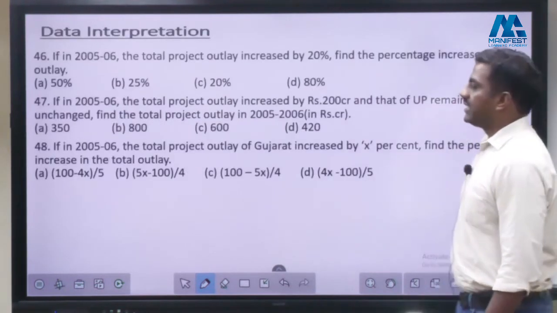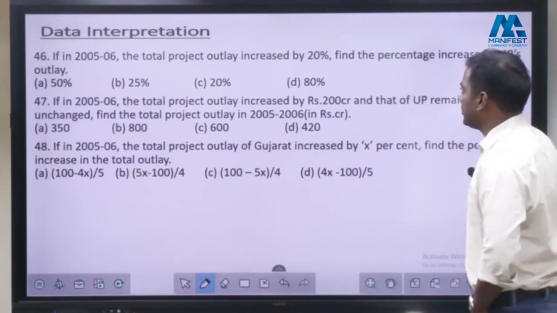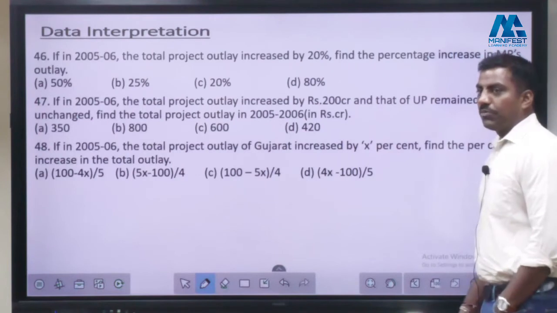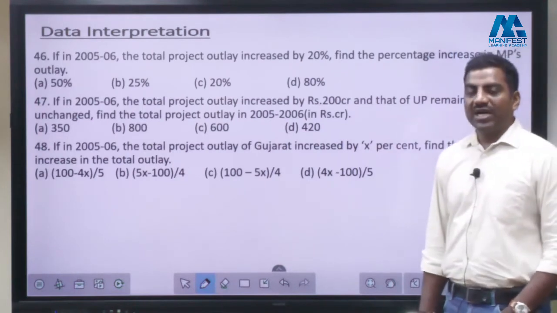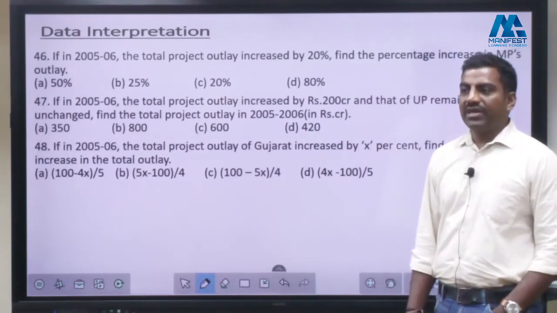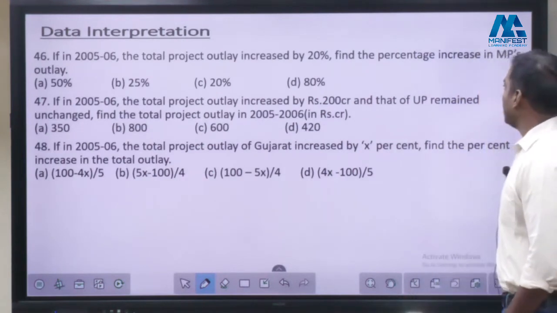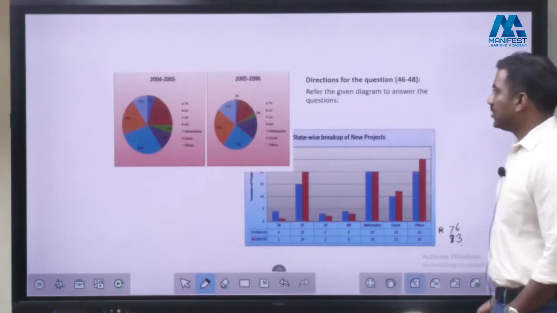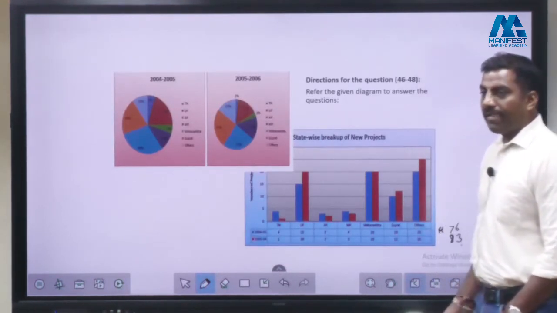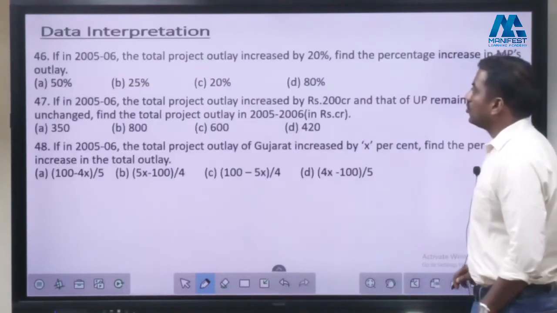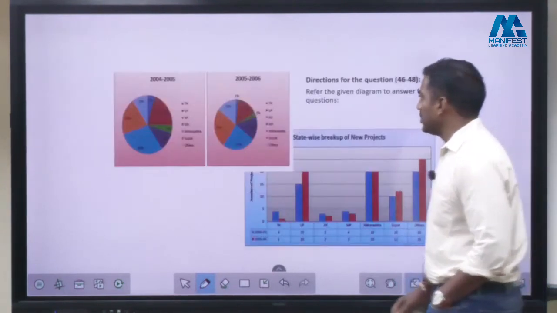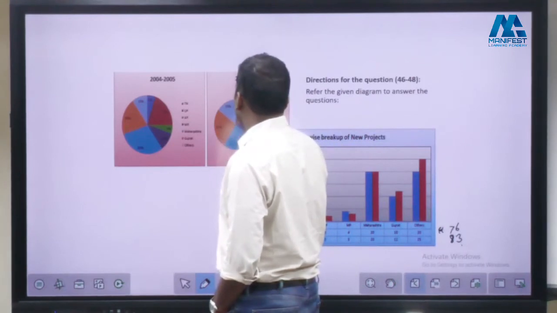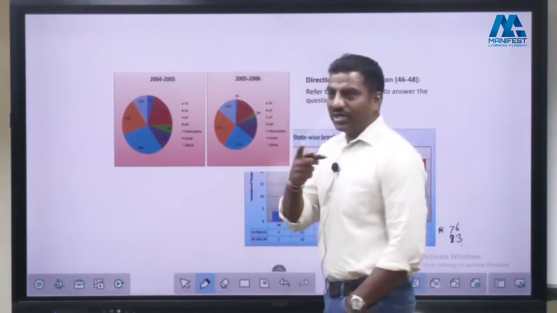If in 2005-6, the total project outlay increased by 20%. Total project outlay means earlier if 100 crores was given, now they are giving 120 crores. Find the percentage increase in MP's outlay. MP is how much in 2005-6? So MP's outlay is how much? Yeah, it is very difficult.